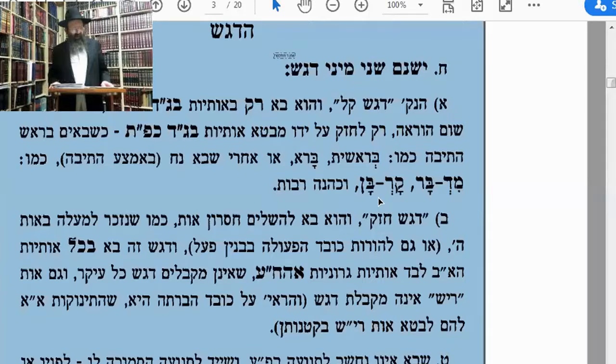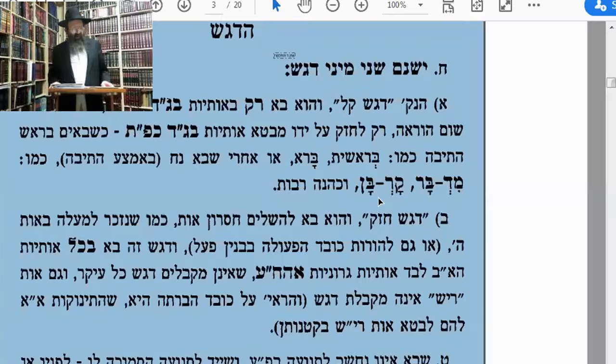So that's one type of dogesh, which changes from a tof to a sof or sof to a tof and so on. Yes? Zalman, you got it? Zalman? Zalmi? You're the only Zalmi in the class, as far as I know. Okay, good. Then we've got a dogesh chazak.